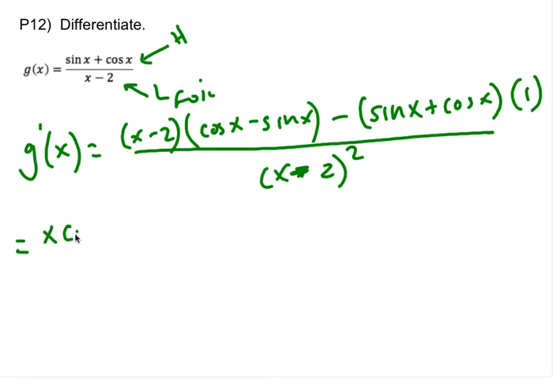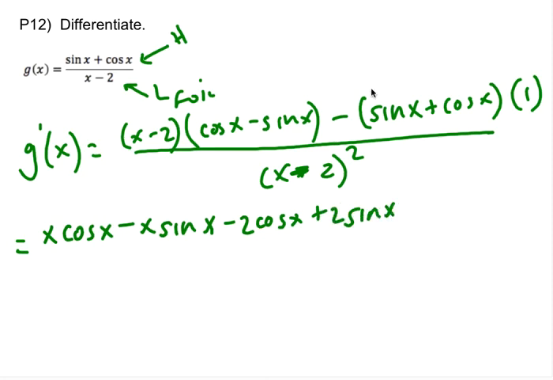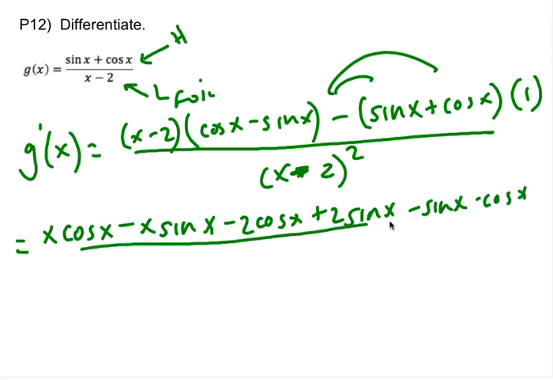So first would be x cosine x. Outer would be minus x sine of x. Inner would be minus a 2 cosine of x. And last would be plus a 2 sine of x. And then when I distribute this negative, I'm going to get a minus sine of x minus cosine of x. And then you're not going to do anything with the bottom. You're just going to leave it as x minus 2 quantity squared because it's already factored and simplified, and that's the best you can get.